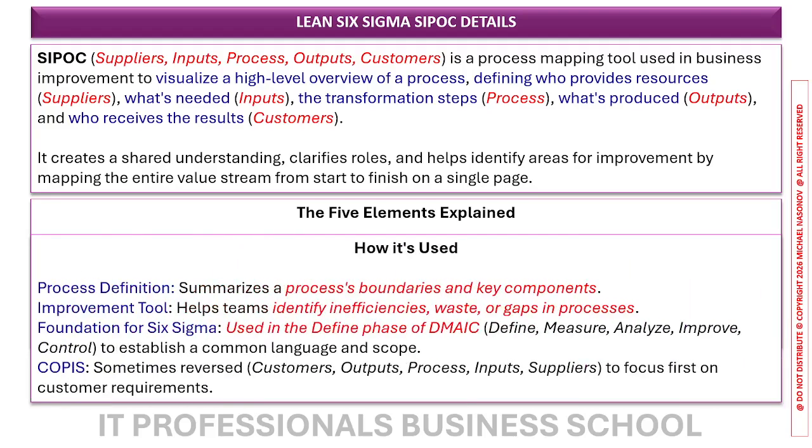How is this model used? For process definition, because it summarizes a process's boundaries and key components. As an improvement tool, it helps teams identify inefficiencies, waste, or gaps in the processes. As a foundation for Six Sigma, because it is used in the Define phase of DMAIC to establish a common language and scope. And let's name the next model, which is COPIS.